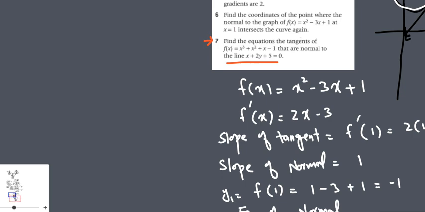Now that we have the line of the normal... No, we learned that the tangent... Wait. Find the equations of the tangents of this function that are normal to the line. So this is like one tangent because it's normal to that function. So the tangent would be like 90 degrees.